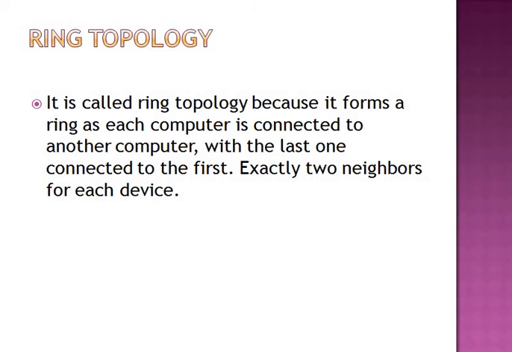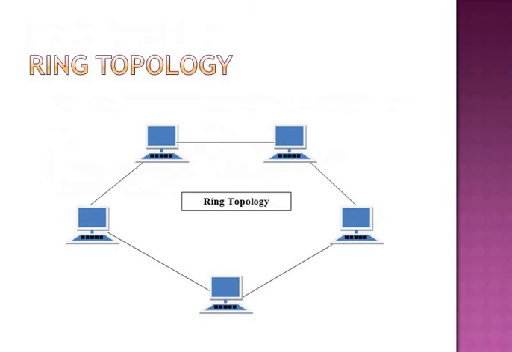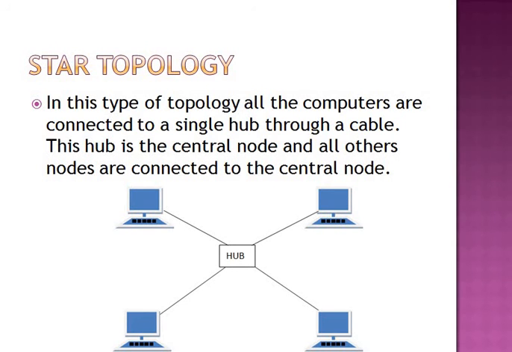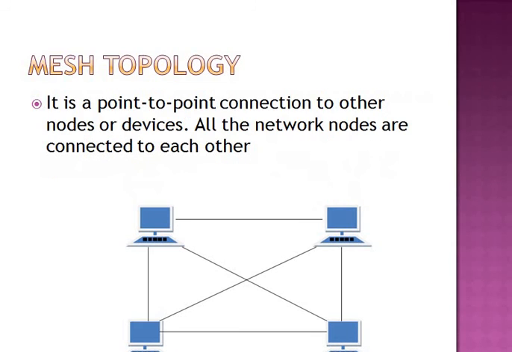The second type is ring topology. It is called ring topology because it forms a ring, as each computer is connected to another computer with the last one connected to the first. There are exactly two neighbors for each device. See the diagram of ring topology. The next type is star topology. In this topology, all the computers are connected to a single hub through a cable. This hub is the central node and all other nodes are connected to the central node. We have the diagram also.